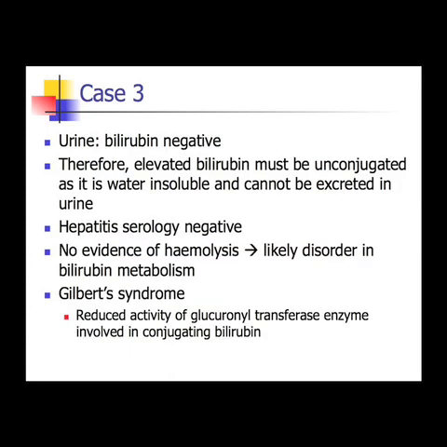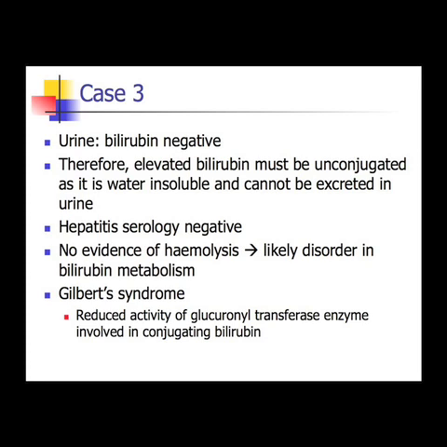Okay, and then going on, having a look at the urine, there was no bilirubin in the urine. Now, if you remember going back to the metabolism of bilirubin, you'll remember that there were two forms of bilirubin, the unconjugated form and the conjugated form. And the unconjugated form is water insoluble and so cannot be excreted in the urine, which suggests that if there is a high level of bilirubin in the blood but none in the urine, then it must be in the unconjugated form, which is water insoluble. So this suggests a pre-hepatic cause.